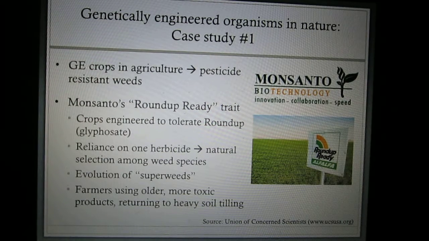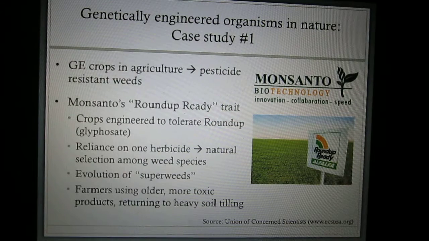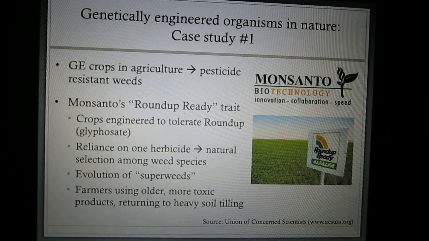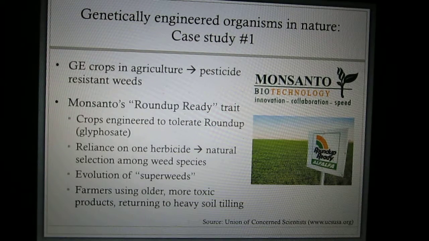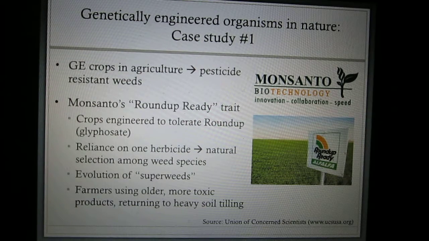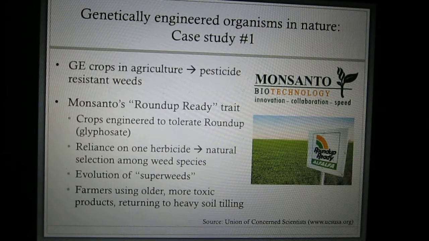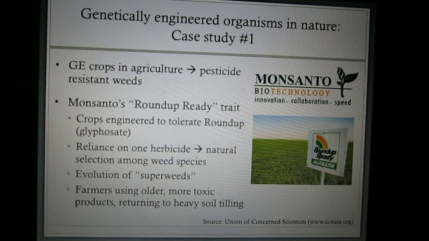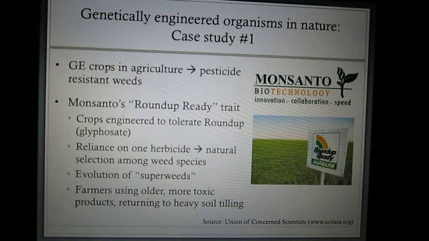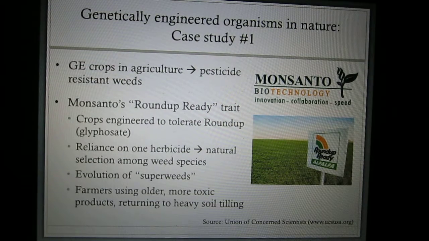Crops are engineered to tolerate Roundup, which is glyphosate, a very common and modern herbicide. However, because the crops are engineered to tolerate Roundup, the farmers are only using Roundup. This reliance on one herbicide kills all of the weeds that are vulnerable to it, but those that aren't vulnerable will breed with each other and reproduce, and then you have all of these new weeds. You have natural selection, and these weeds become resistant to Roundup, and these are dubbed superweeds.